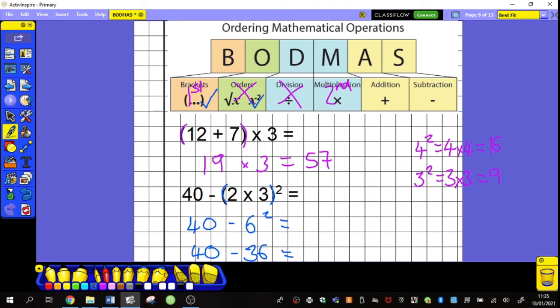Do I have any division? No. Do I have any multiplication? No, not in this one. Addition? No. So lastly, I have subtraction. So 40 take away 36 must equal 4.